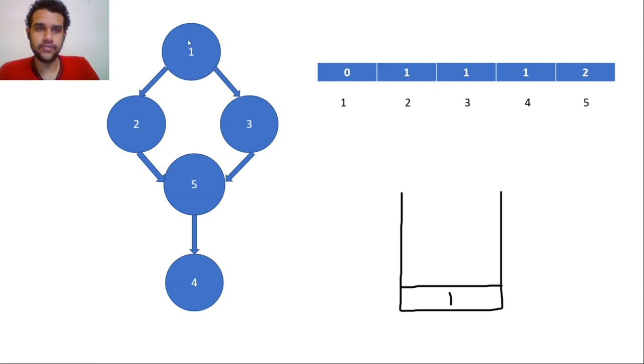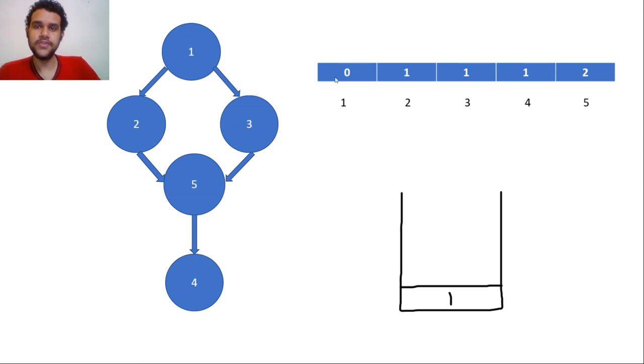The in degree of 1 is 0 as there are no incoming edges. In degree of 2 and 3 is 1 because of one incoming edge from 1. In degree of 5 is 2 because of incoming edges from 2 and 3, and that of 4 is 1 because of incoming edge from 5. So here 1, 2, 3, 4, 5 represent these vertices, and 0, 1, 1, 1, 2 represent the in degree of each of these vertices.